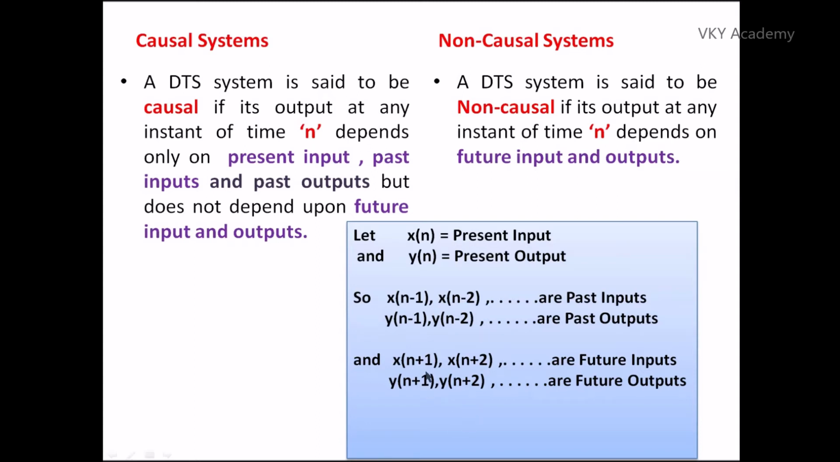On the other hand, x of n plus 1, x of n plus 2, x of n plus 3 are called future inputs, and y of n plus 1, y of n plus 2 and so on are called future outputs. So this is the difference between causal system and non-causal system. Now let us understand, if a particular discrete time system is given, how to check whether that system is causal or non-causal.